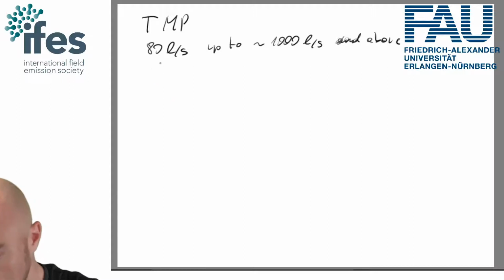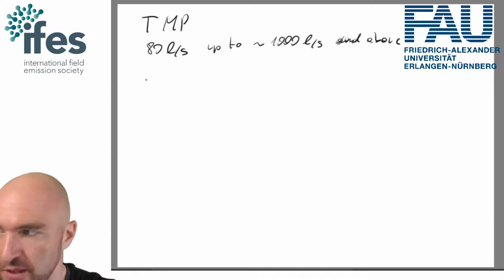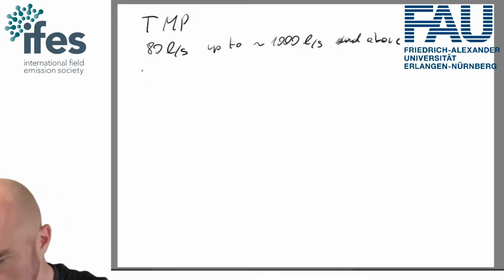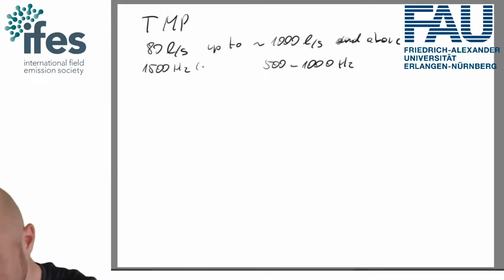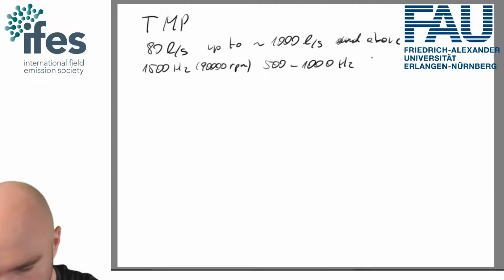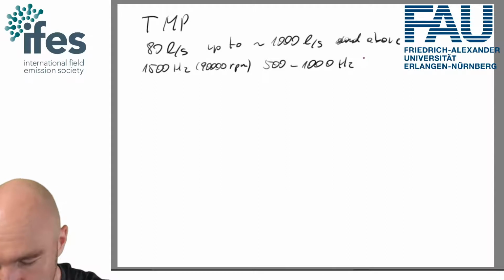So the larger the flanges, the smaller the rotational speed, just because of centrifugal forces. Here we typically have 1500 hertz rotational speed, and for the larger ones we might have 500 to 1000 hertz. So this would be 90,000 RPM. So it spins very, very fast. I think a Formula 1 car spins at 10,000 or 20,000 RPM. We're spinning at 90,000, so that's more like dentist drill level.